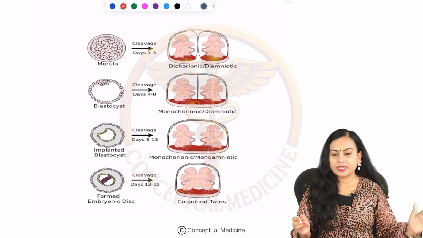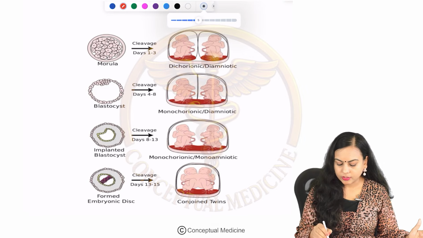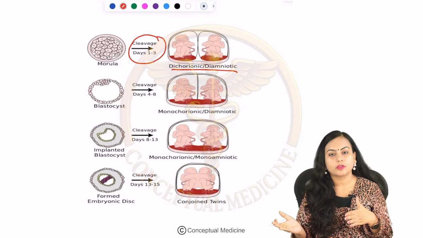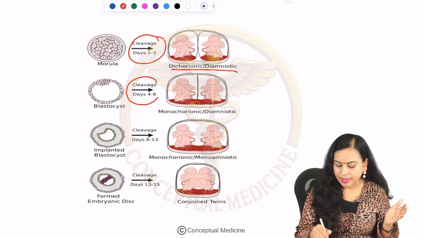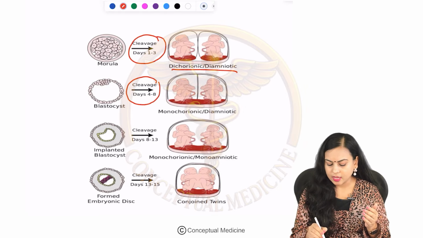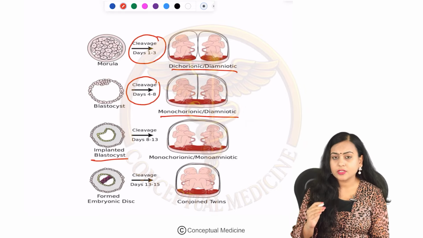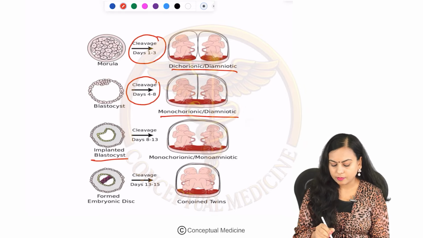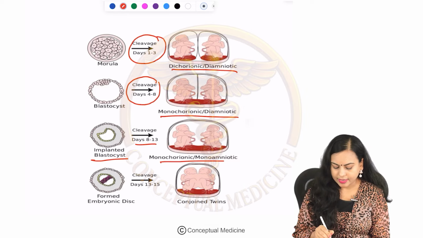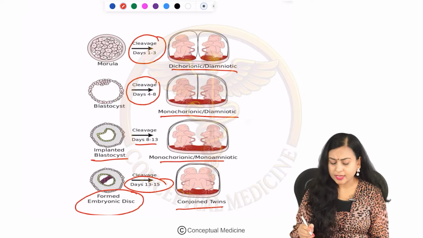So, if the cleavage is happening in days 1 to 3, at the morula stage, then you will be getting dichorionic, diamniotic twins. If the cleavage is happening at the blastocyst stage, that is on days 4 to 8, you will be getting monochorionic diamniotic twins. And if the cleavage is happening in an implanted blastocyst between days 8 to 13, you will be getting monochorionic, monoamniotic twins. And finally, when the cleavage is happening between days 13 to 15, you will be getting conjoined twins.